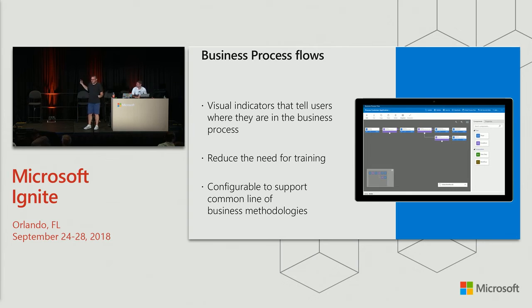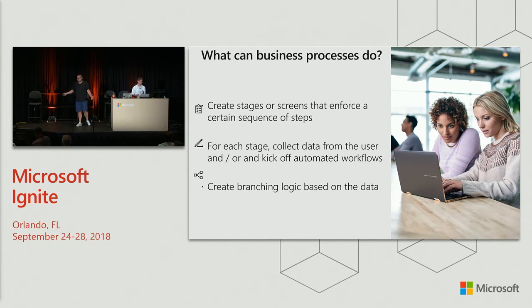Okay, also, very configurable to support common line of business methodologies. As you can see in the little example there, there's a branch, and so we can customize that as much as we want for our processes. So what do business processes do? They create stages or screens that enforce a certain sequence of steps. For instance, in the example, we're going to see a deck that's going through content and branding and legal review, and each of those teams has a different set of tasks or requirements that they have to go through. For each stage, we either collect data or kick off automated flows, and then also we can create branching logic based on some of the data if we want to.